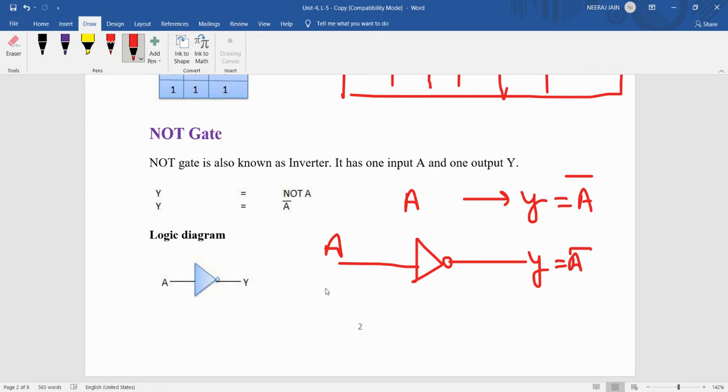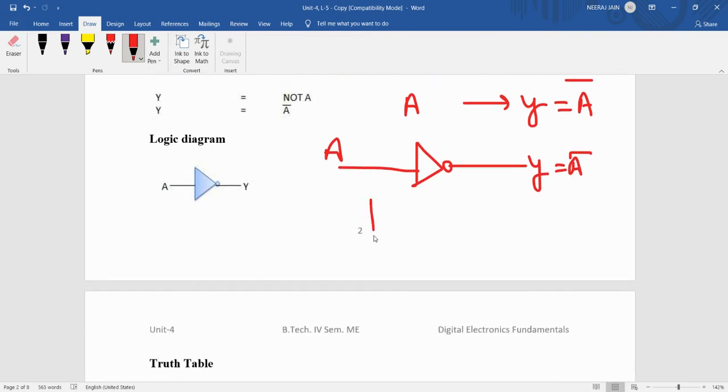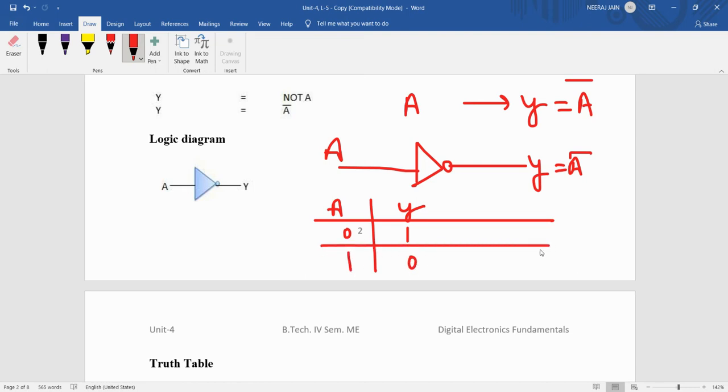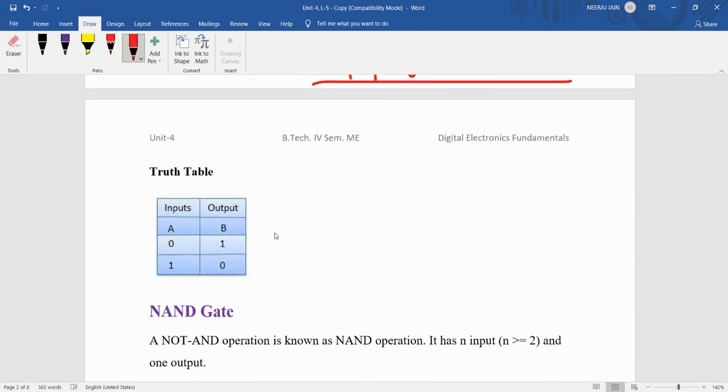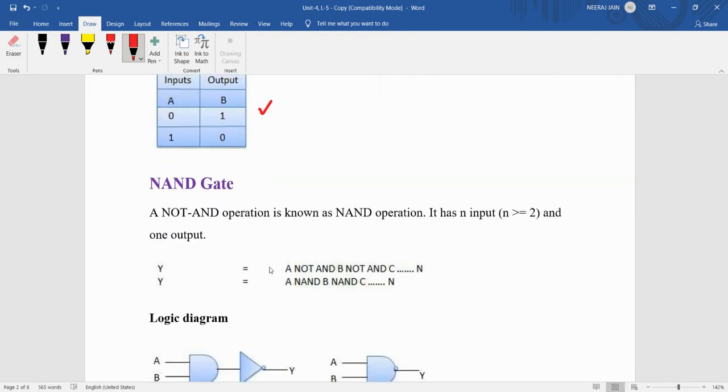Means if 0 is given at the input, then output Y will be 1, and if 1 is given as the input, then output will be 0. That is the truth table of the NOT gate.